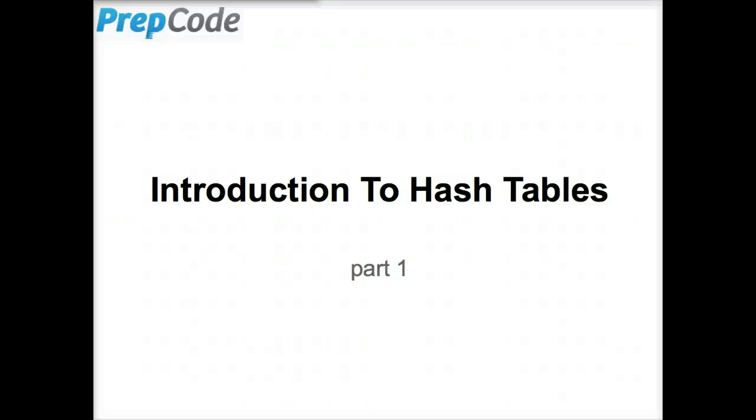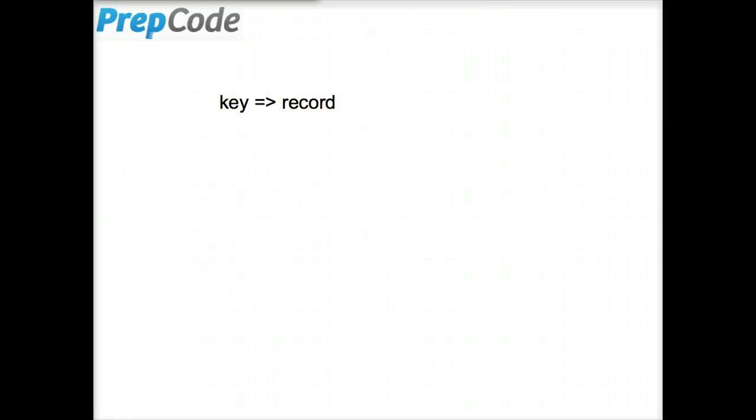A hash table is an efficient way to map an identifying value with some associated data. We'll call the identifying value a key and the associated data a record. For example, we could map names to addresses. The key would be the name and the record would be the address.